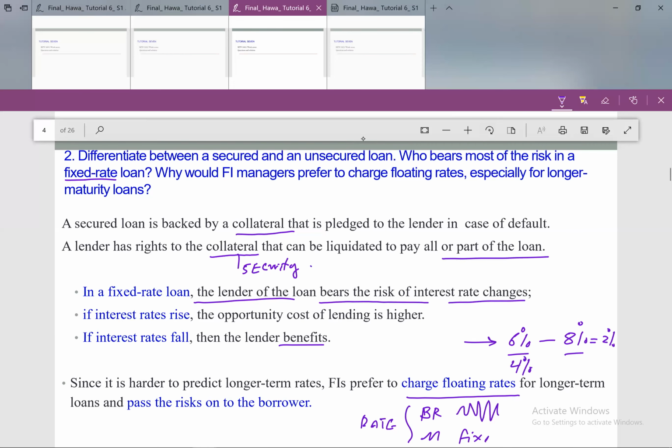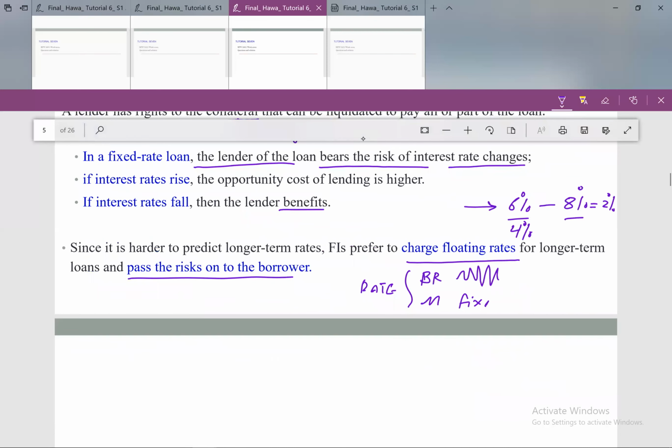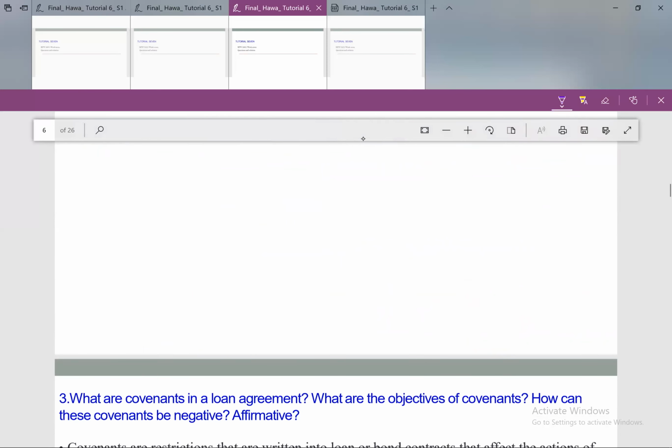Housing loans, car loans, all those loans, especially business loans, are floating rate. Actually, businesses, when they come to the loans, they want a floating rate. They don't want a fixed rate. It's only me and you who are employees and receiving fixed income. We want a fixed rate. Okay, number three, what are the covenants?